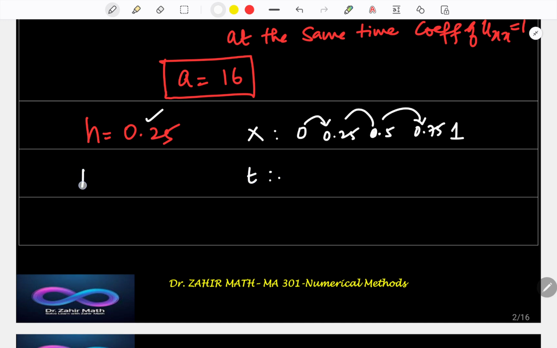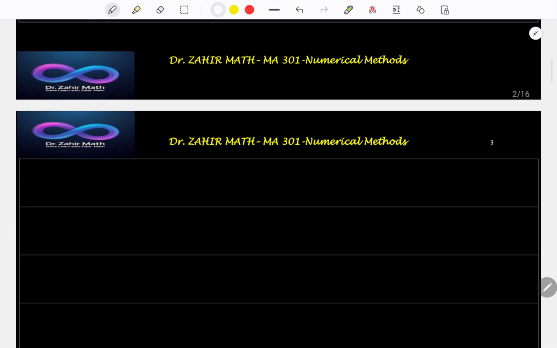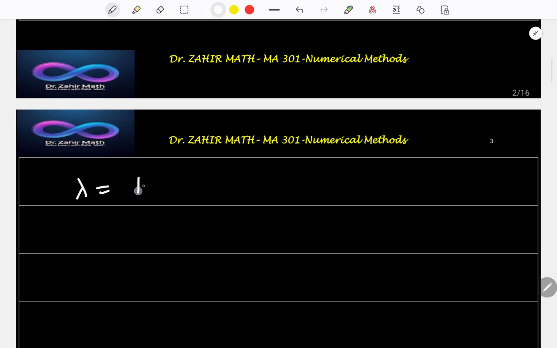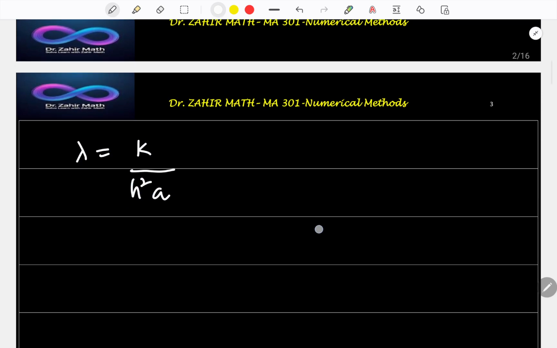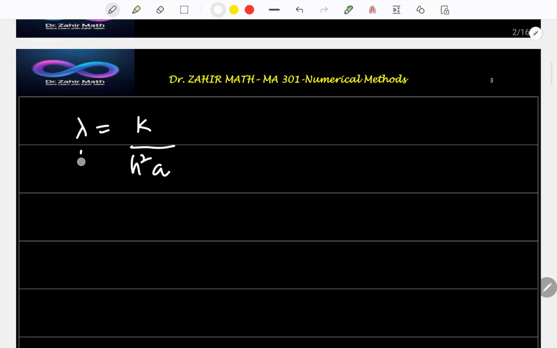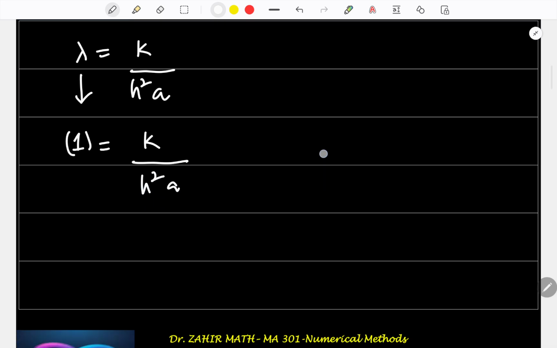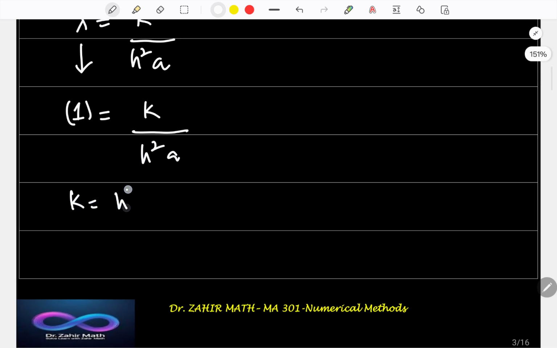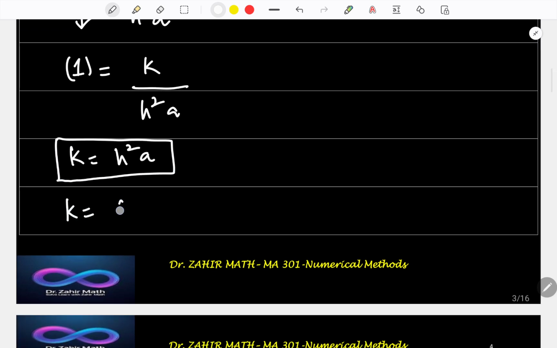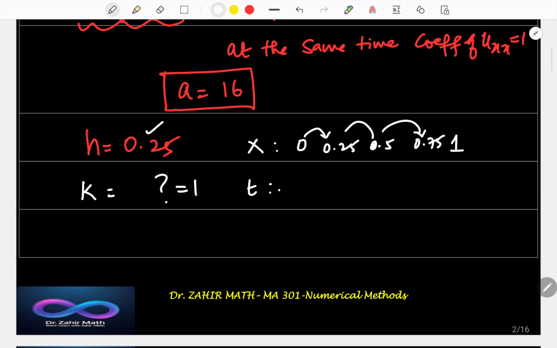And for the t value, you need the k value. For this we need a formula. I told you lambda is equal to k divided by h square a. In the last video I told you Crank-Nicholson uses lambda value 1, which is equal to k divided by h square a. You can also remember k is equal to h square a. So k is equal to h square, 0.25 the whole square, times a, which is 16. If I put it in the calculator, I am getting k is equal to 1.